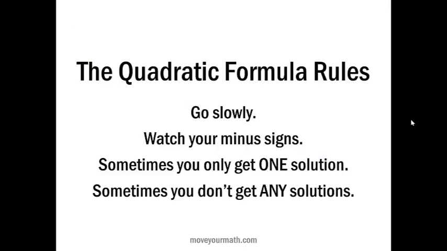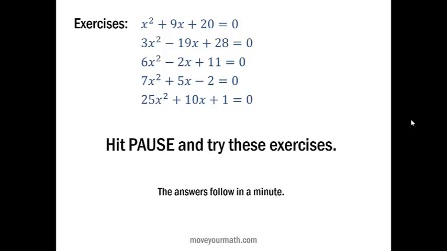Okay, so there are the rules for using the quadratic formula successfully. Go slowly, watch your minus signs, and pay attention for whether you're going to get one solution or no solutions. The only way for you to get better at this is to do some practice. So here are some exercises, and they tick all of those boxes. There's lots of minus signs flying around. Some are going to have solutions, some are going to have no solutions, some are only going to have one solution. So you should now hit pause and run through these exercises. Try and do all of them. And when you unpause, the next slide will show you the answers.